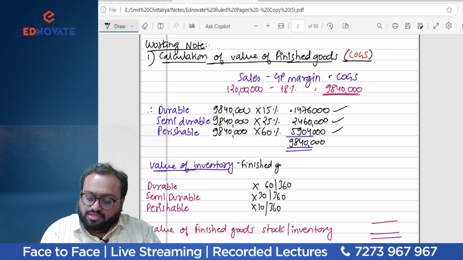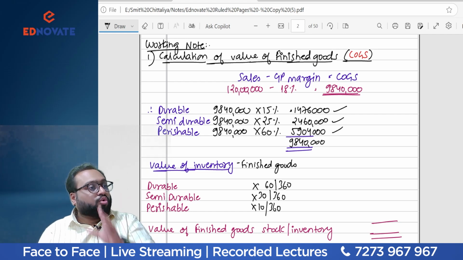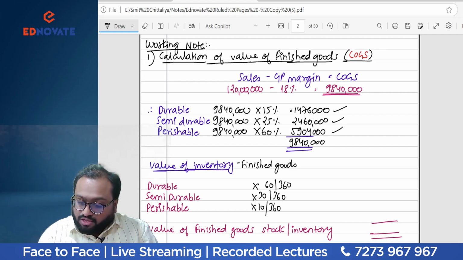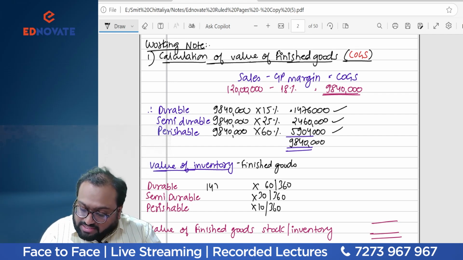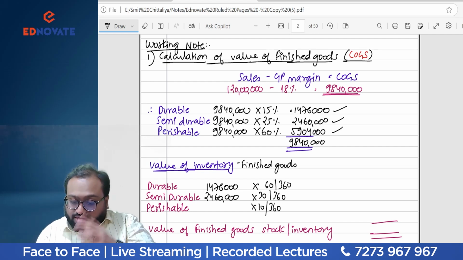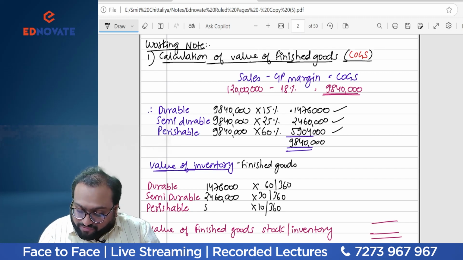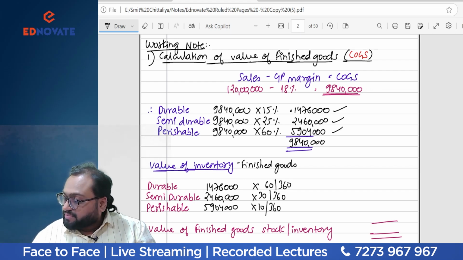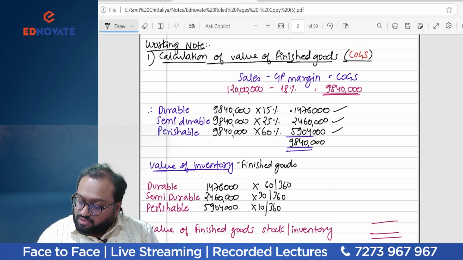I think, students, it will be very easy if we know every concept very nicely and properly. It won't be difficult for any one of us. So for durable, it is 14 lakh 76,000 into 60 divided by 360. Semi-durable 24 lakh 60,000 into 30 divided by 360, and 59 lakh 4,000 into 10 divided by 360. 14 lakh 76,000 into 60 divided by 360 will be 2 lakh 46,000.